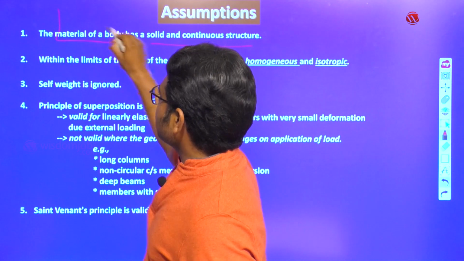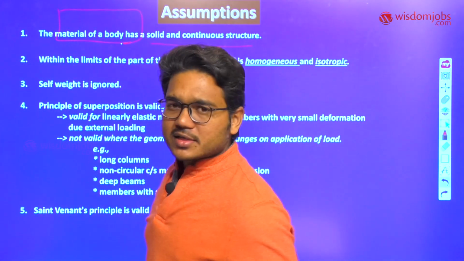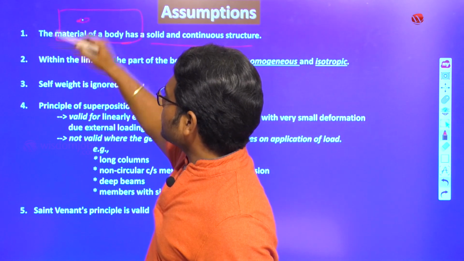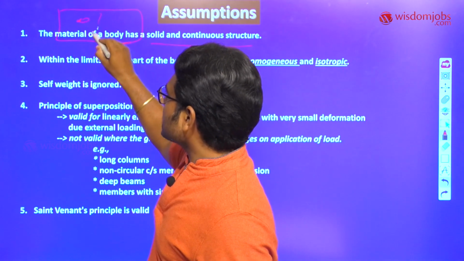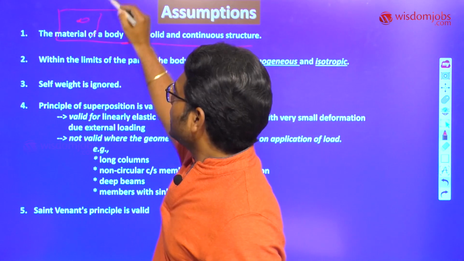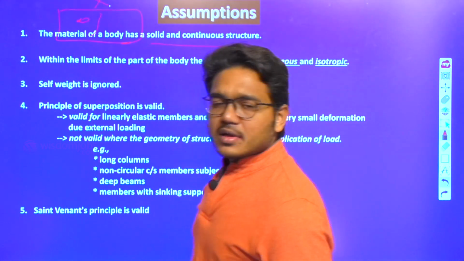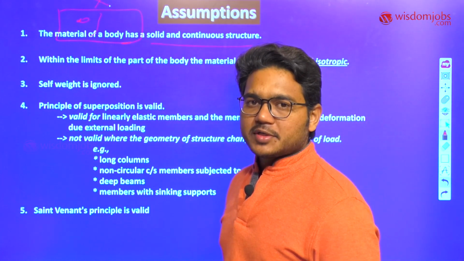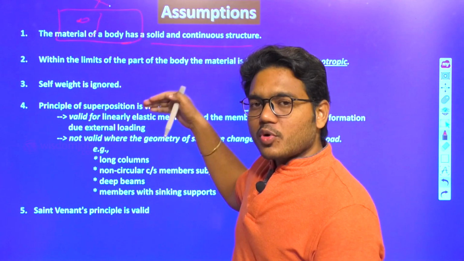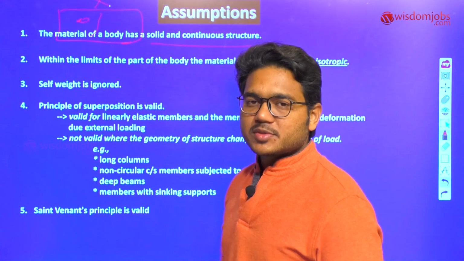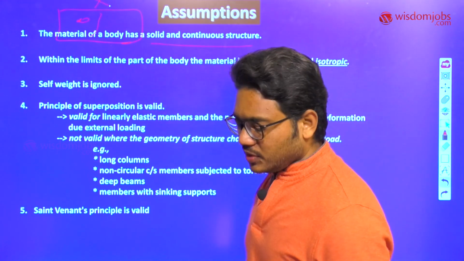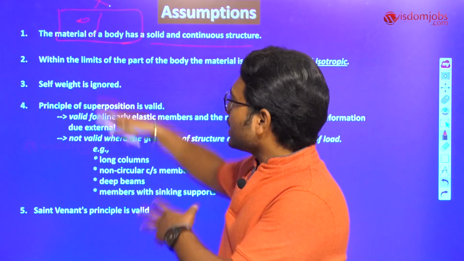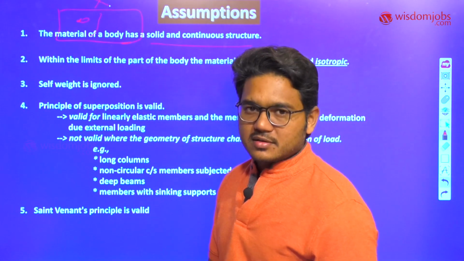Suppose you are considering a bar or any element of material, we don't consider any voids or, say, some sort of cracks. This should not be there. So the material is assumed to be continuous and solid. This is the basic assumption. You can understand, while we study Saint Venant's principle, we can correlate with this again.